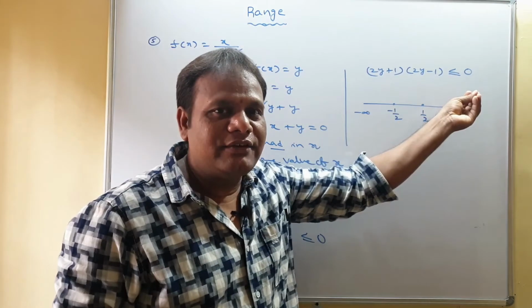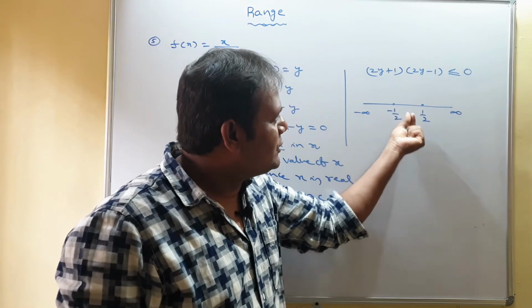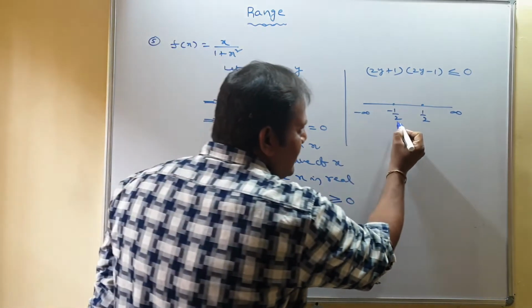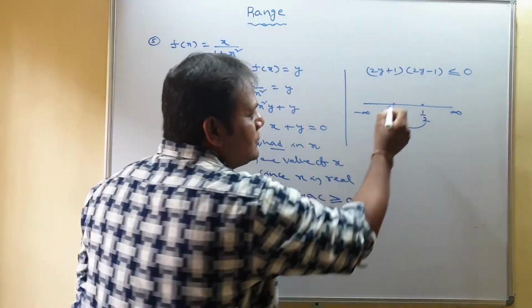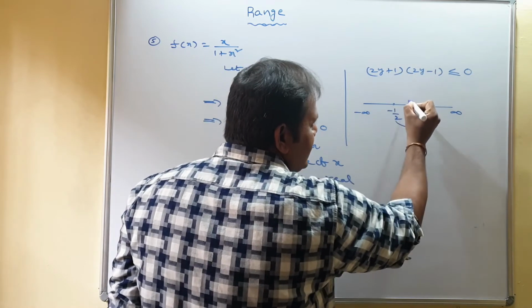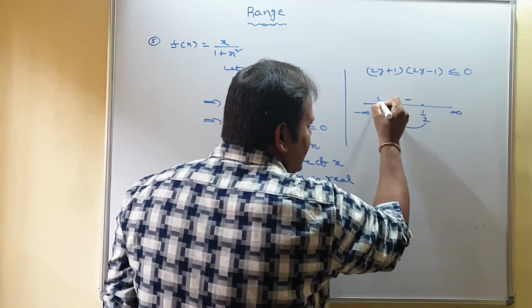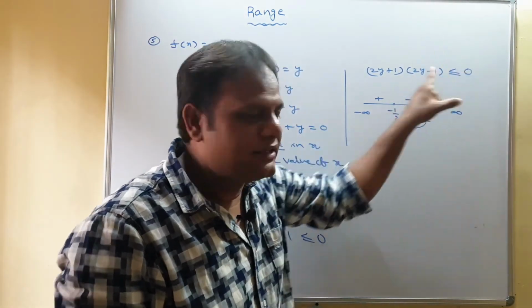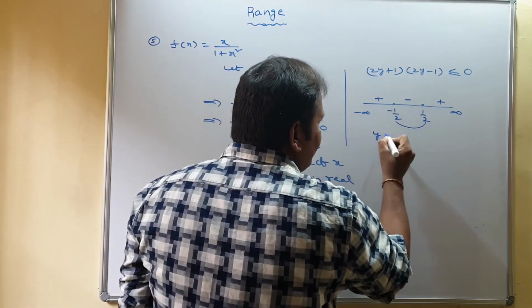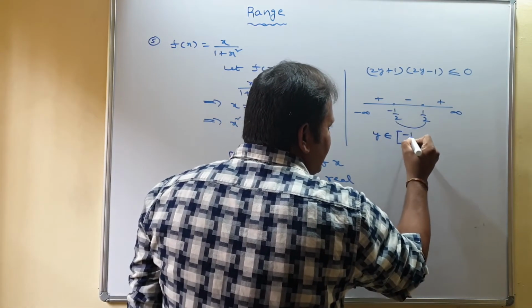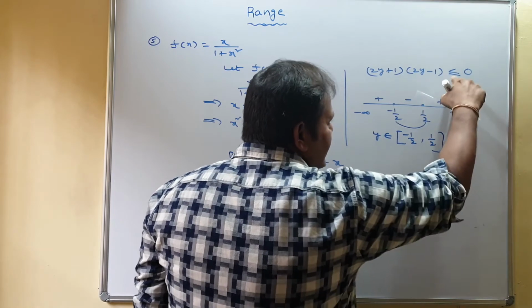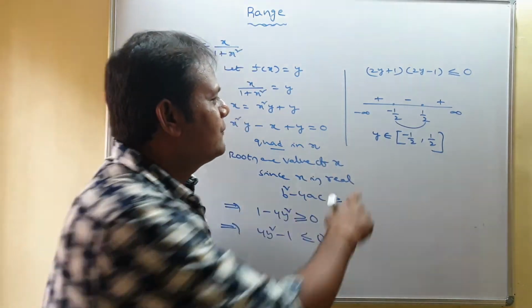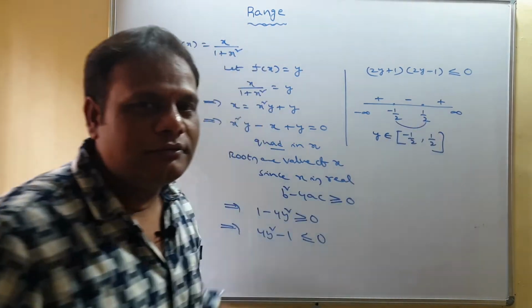So how to solve an inequation? From any interval you take one value and you decide the sign in that interval. So between minus 1 by 2 and 1 by 2 we have 0. Take 0: positive into negative, negative. Change the sign alternately, plus, plus. What we want is less than 0, which means negative. Where is it negative? So y belongs to the closed interval, the equal sign is there, so minus 1 by 2 and 1 by 2 are also included. So y belongs to the closed interval minus 1 by 2 to 1 by 2.